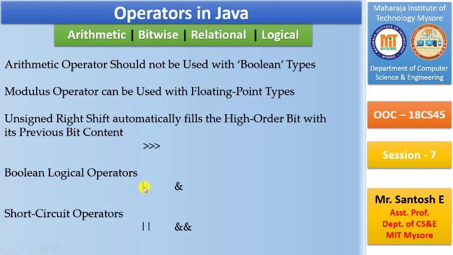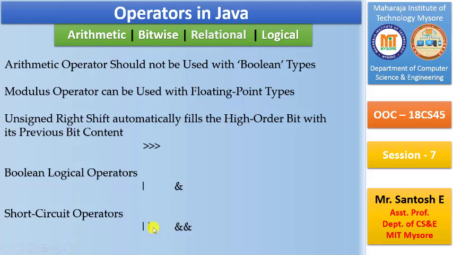Now no more bit operation will be performed, only the logical operation will be performed: true or true, true and false, and so on. Hence we call this a Boolean logical operator. Now you might have used these operators in a C or C++ program whenever you want to combine compound conditional statements. In Java, we are going to call these shortcut operators.